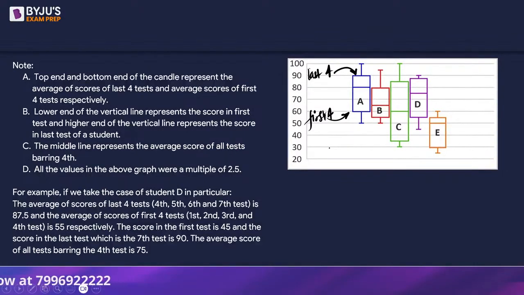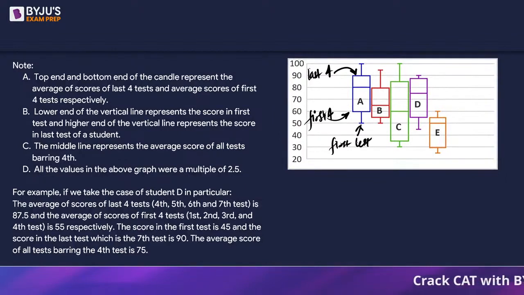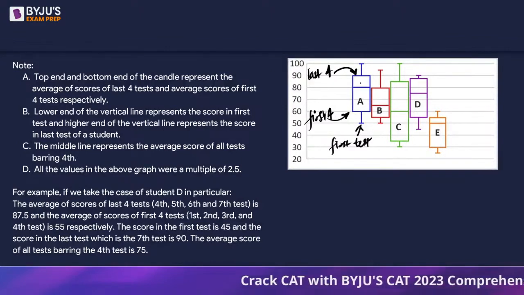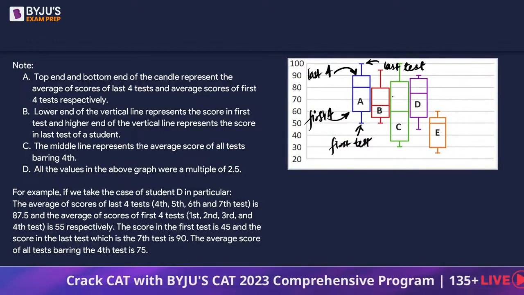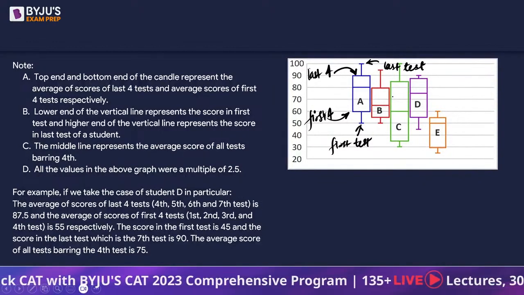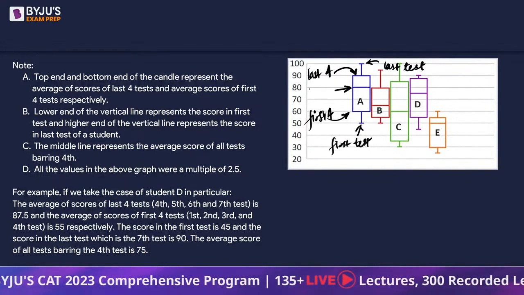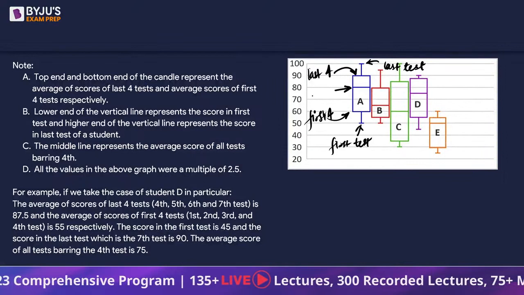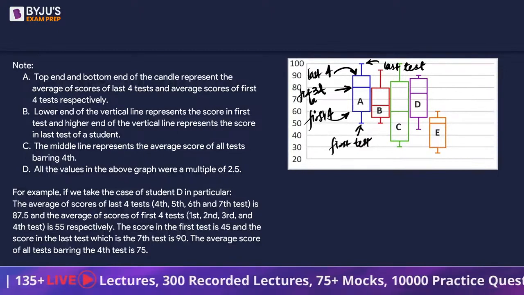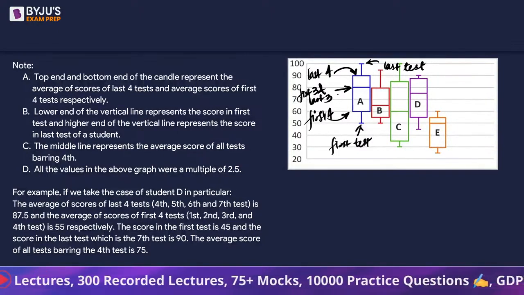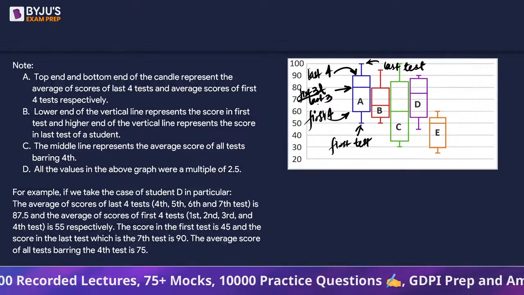Okay. Lower end of the vertical line represents the score in the first test. This is the first test. While the higher end of the vertical line represents the score in the last test. So this particular part is about the last test. The middle line represents the average of all the tests barring the fourth, as in first 3 and last 3. Its average is given here. Okay, first 3 tests and last 3 tests.